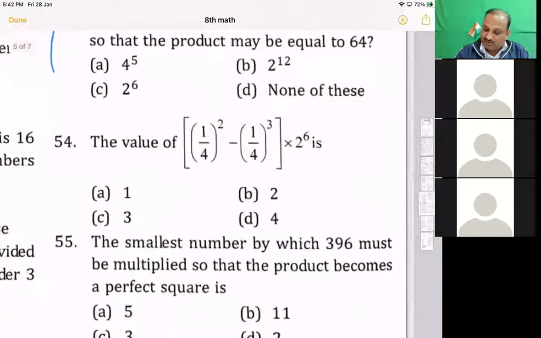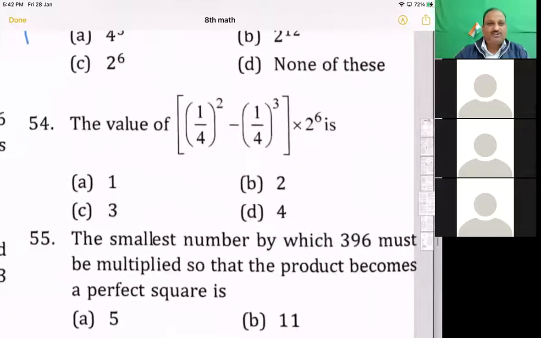Here is a very simple question for all of you. Question number 54. And here is your poll.